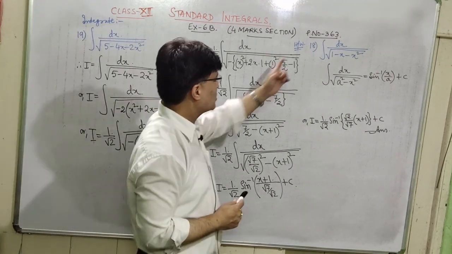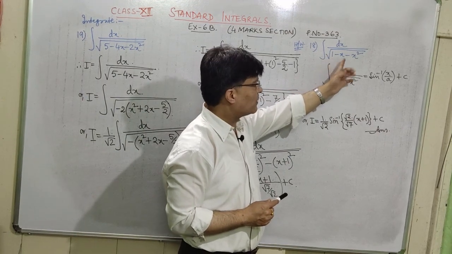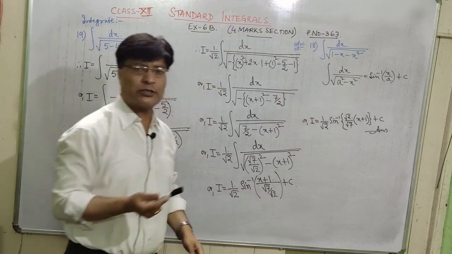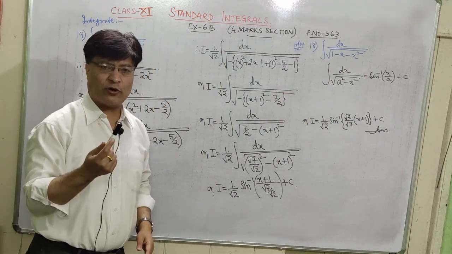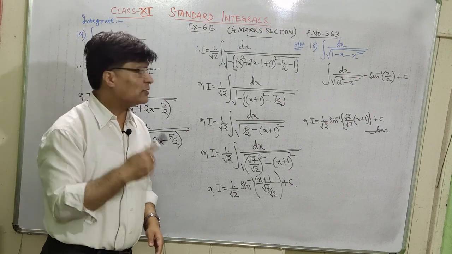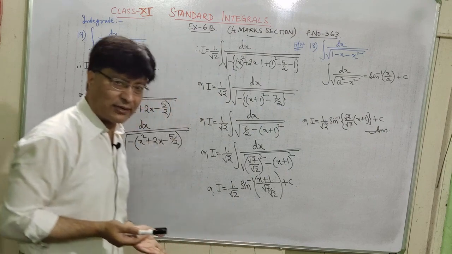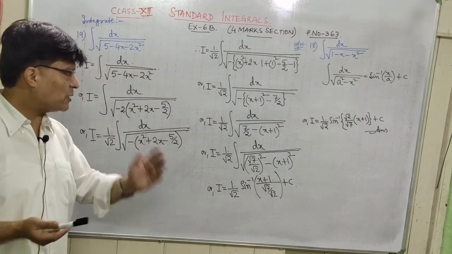Similarly, you can do this question number 18. So in the denominator there is root over 1 minus x square. Take minus common, make the coefficient of x square positive 1, convert it into perfect square form, a square plus 2ab plus b square form, and then convert into standard integral. Then again the same formula may be used. Is that clear? So this question number 18 is your homework. So you can copy it.